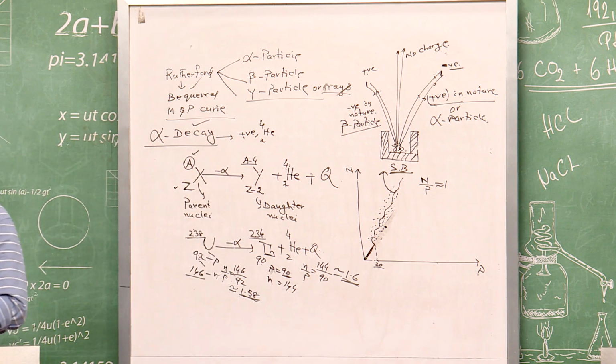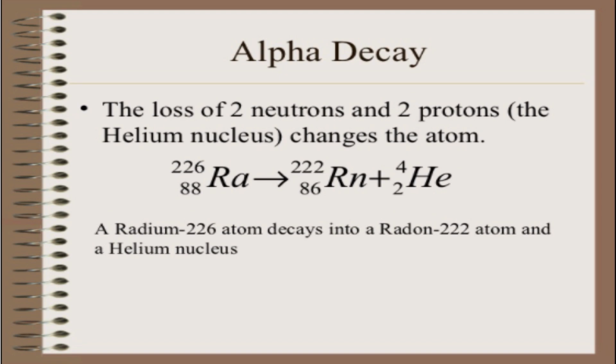If we go for its detailing, you can see on the screen that there is another example we have taken, that is radium to radon. When radium of 88 and 226 undergoes alpha decay, it becomes Rn, that is radon of 86 with 222, and here also a vast amount of energy comes out.